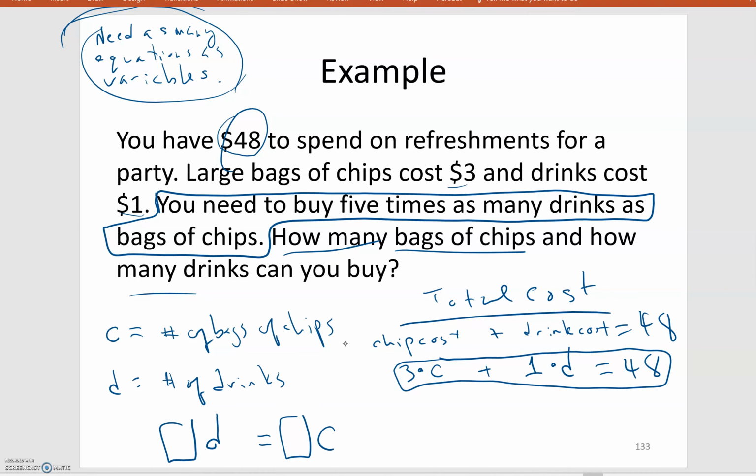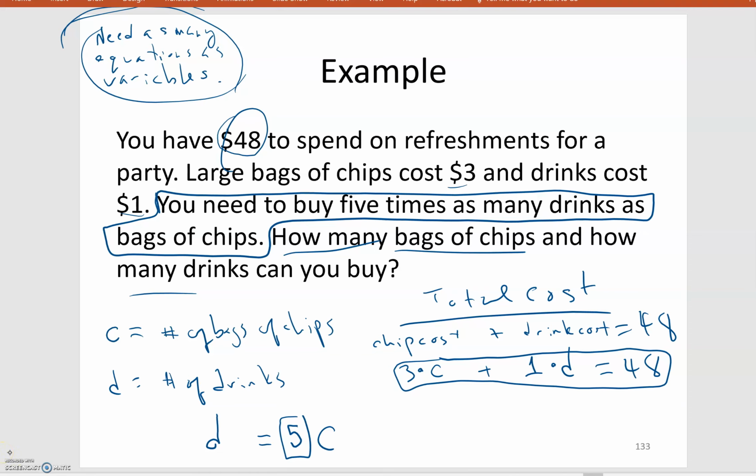So if I say 5 times as many drinks as bags of chips, that means that if I multiply the number of bags of chips times 5, that will equal the number of drinks that I have. So this is where people always can get confused. I think I see a lot of people put the 5 over here. But just think about this statement. Number of drinks has got to equal 5 times the number of bags of chips.